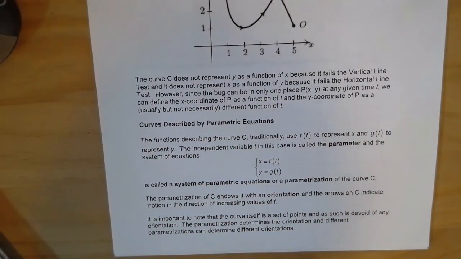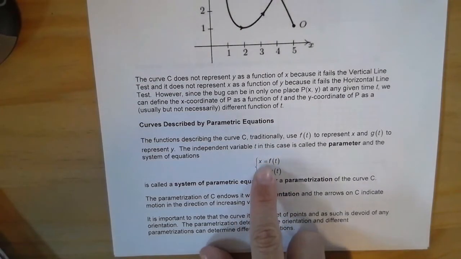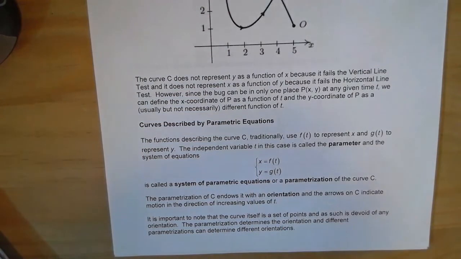The functions describing the curve C traditionally use f of t to represent x and g of t to represent y. The independent variable t in this case is called a parameter, and the system of equations. So this is what it's going to look like, okay? X represents the function f of t, and y represents the function g of t. It's called a system of parametric equations or parametrization. That's a mouthful. Of the curve C.